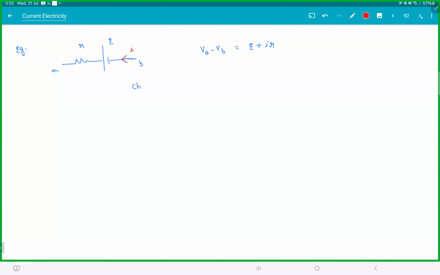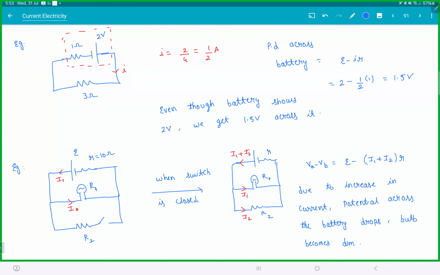So don't get confused between EMF and the potential difference across the battery. When the current comes out of the battery, it is discharging. If the current goes into the battery, it is charging. Do have a look at this page. And generally in the house and the vehicles, the circuits are connected in parallel. So the more circuits you connect, the more current it draws and the potential drops across the whole circuit.